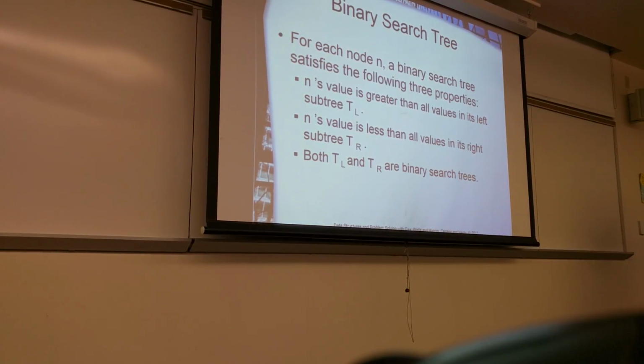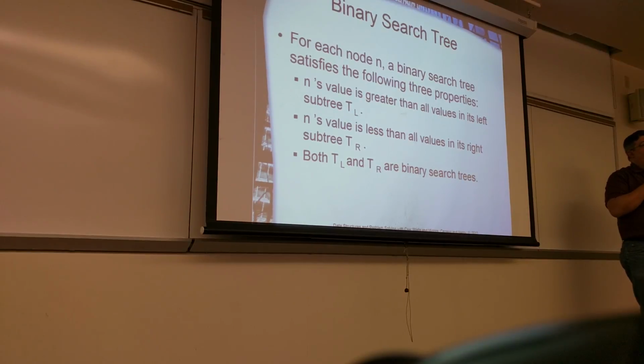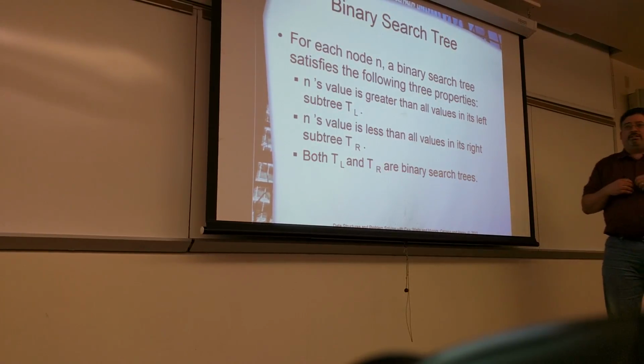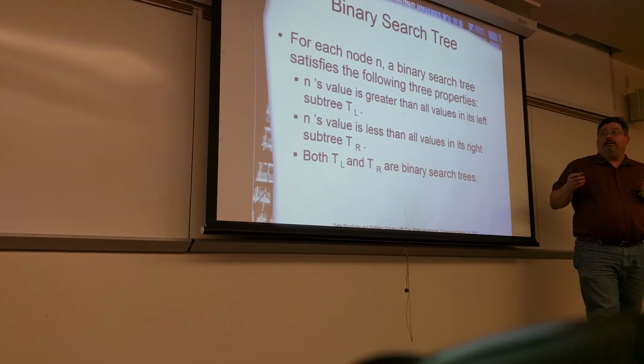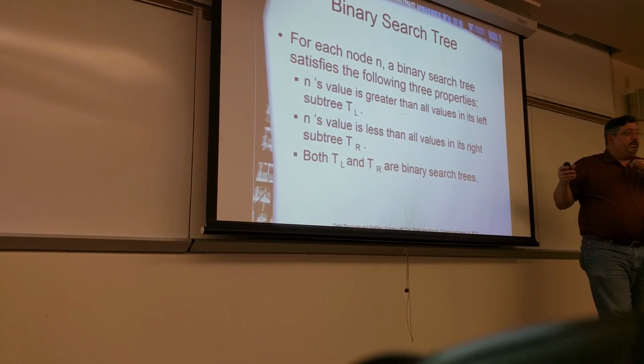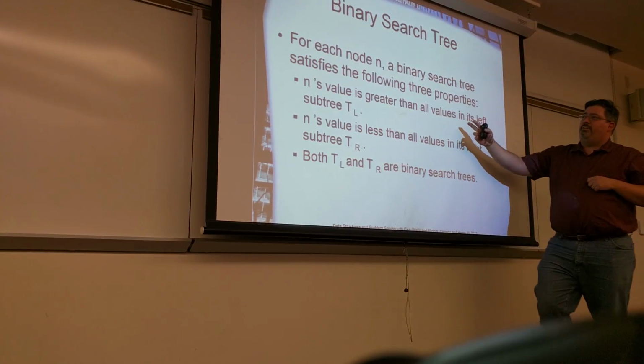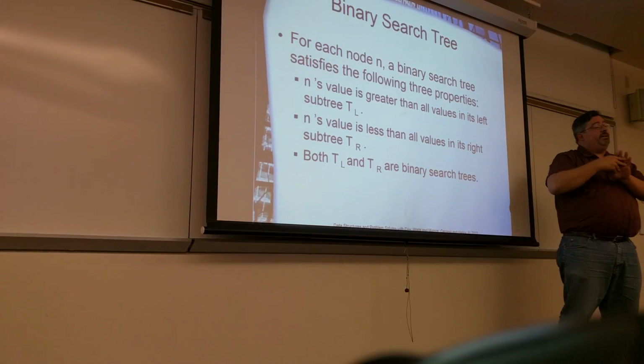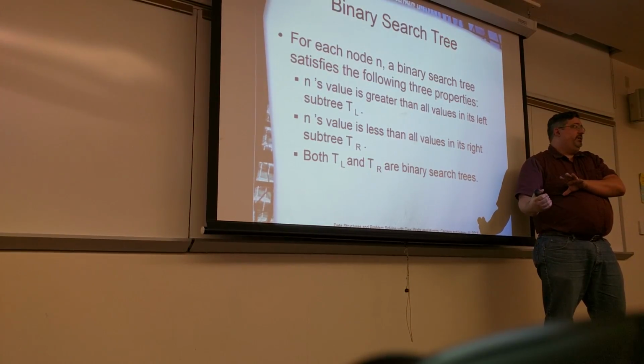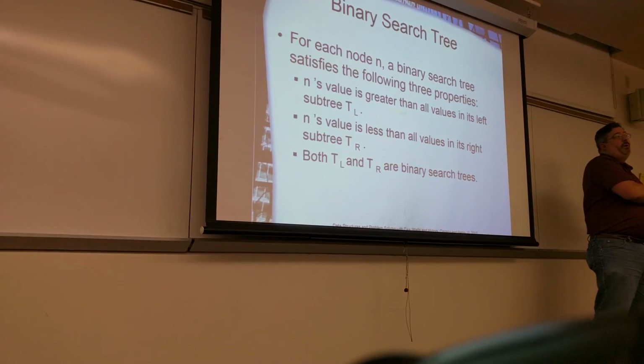So, that's a binary tree. The only thing about a binary tree is that each node has at most two children. It can have zero, that's okay. In fact, leaves have zero children, that's why they're leaves. Otherwise, there's nothing else required. A binary search tree is a binary tree where, for each node n, n's value is greater than all the values in the left subtree and less than all the values in the right subtree.